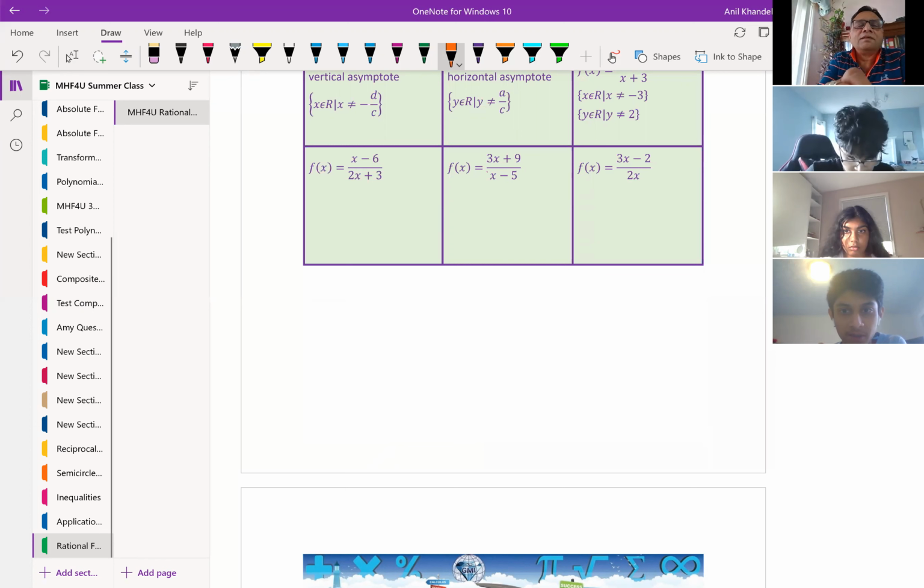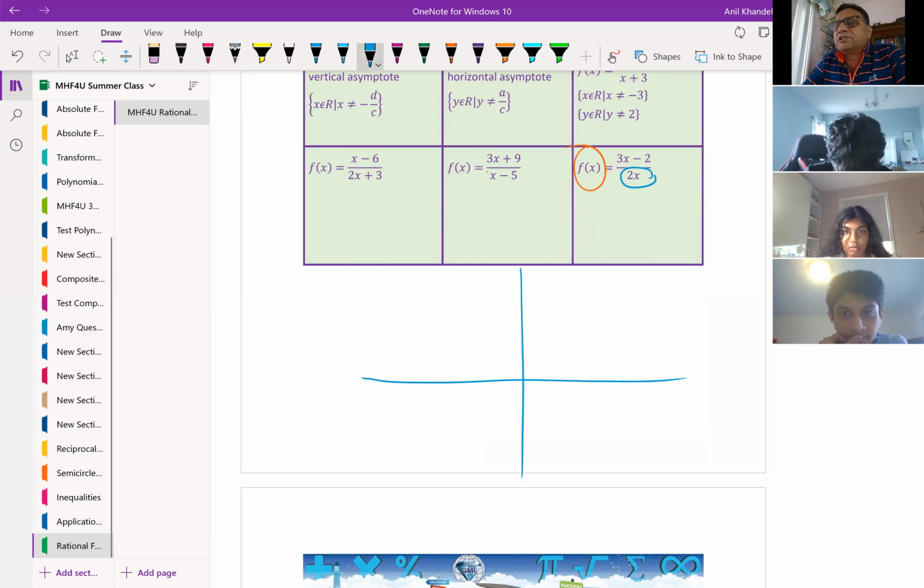Since we were talking about the third one, we'll do (3x minus 2) over 2x. Okay, third one. First things first, draw your coordinate axes. Then this gives me the restriction, the vertical asymptote. The vertical asymptote for this graph is at x equals 0, so just draw a dotted line here and write down that this is a vertical asymptote, x equals 0. That is your 1 point.